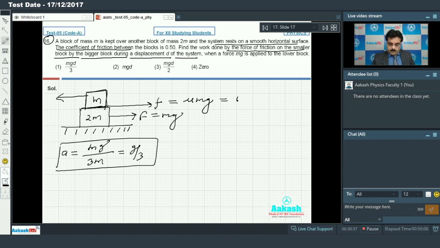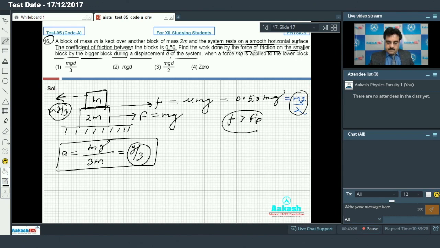And the value of this friction force will be mu mg. If I place the value of the coefficient of friction, that is 0.50, into mg, the friction force is 0.50 mg, so we'll write mg by 2. So this is the value of friction force, mg by 2. But the pseudo force is mg by 3, because the acceleration is g by 3. Here we see that the friction force is greater than this pseudo force.